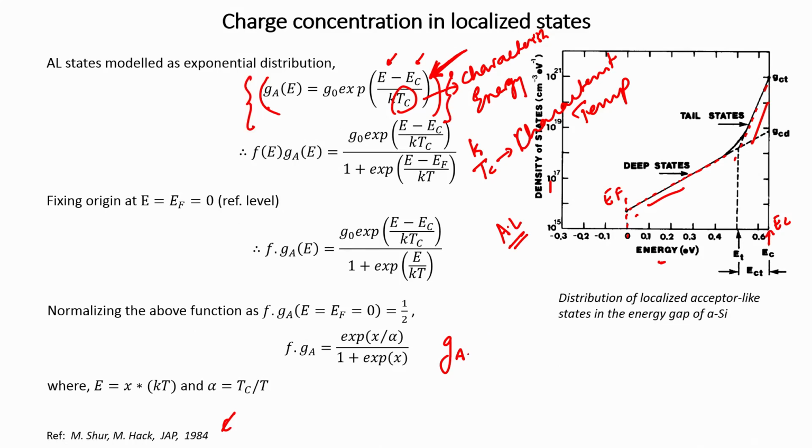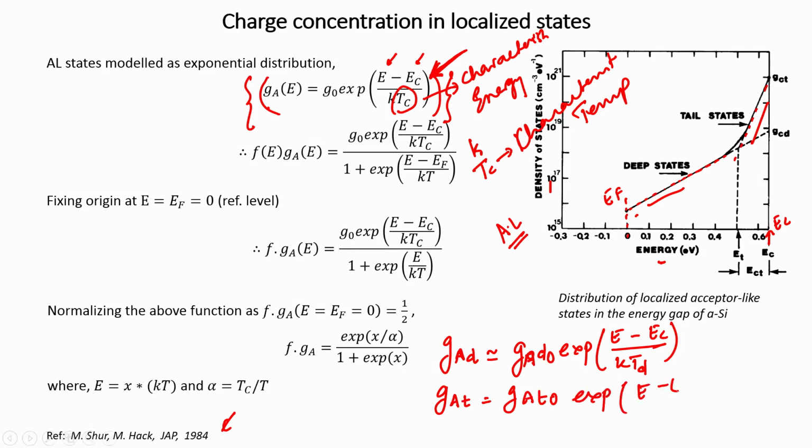One could say that the density of acceptor like deep states has a relation which is some GAD0, some prefactor that needs to be estimated from the experimental data, times the exponential of E minus EC by kT_D, where T_D is a characteristic temperature for the deep states. And the acceptor like tail states are given by GAT0 times the exponential of E minus EC by kT_T, which is the characteristic temperature for the tail states. And similarly one could define the donor like deep states and the donor like tail states based on the experimental data found. The donor like states are not shown in this picture here.